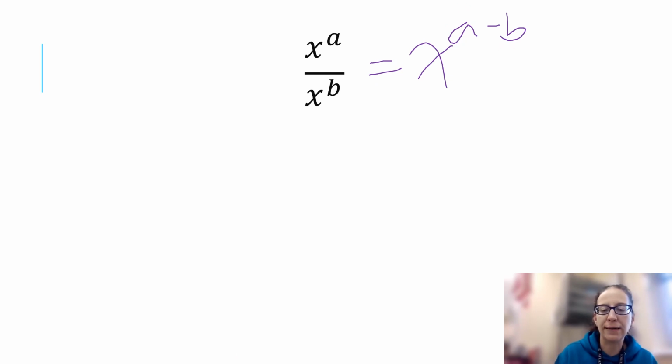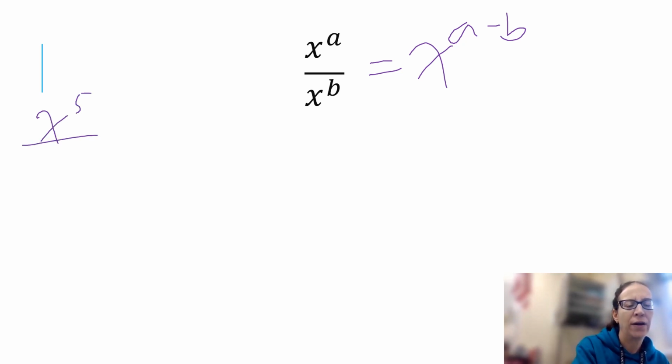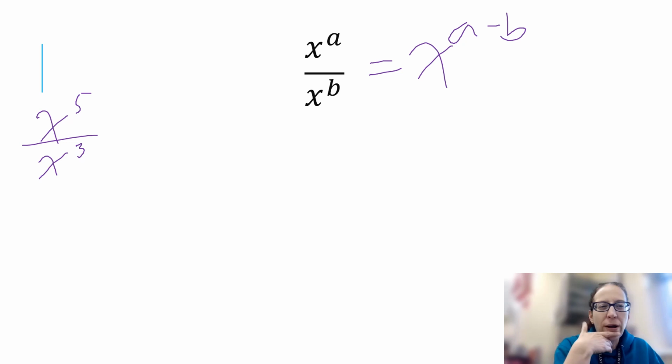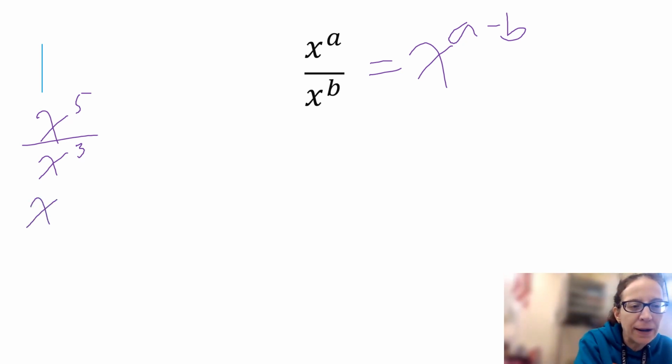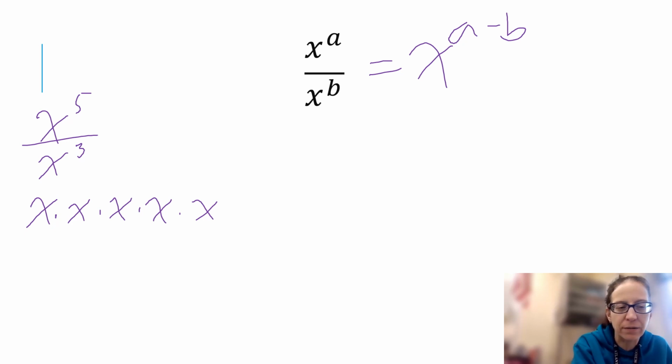So let's reason this out a little bit. Suppose I had x to the 5th divided by x to the 3rd. I'm going to think about this. Like I said, I coined this little phrase: when in doubt, expand it out. So if you're not sure, what am I supposed to do with the 5 and the 3? Do I subtract them? Do I divide them? I don't know what I'm supposed to do. So we're going to expand it out. So x to the 5th literally means x times x times x times x. You get the idea. And x to the 3rd means x times x times x.